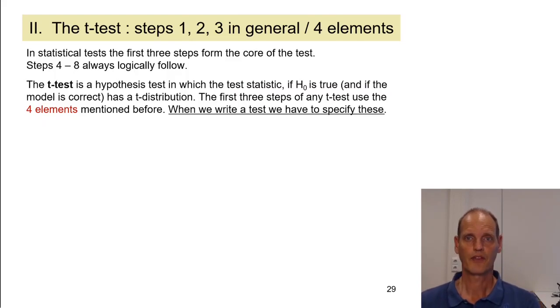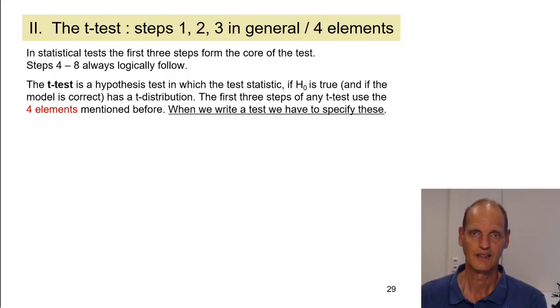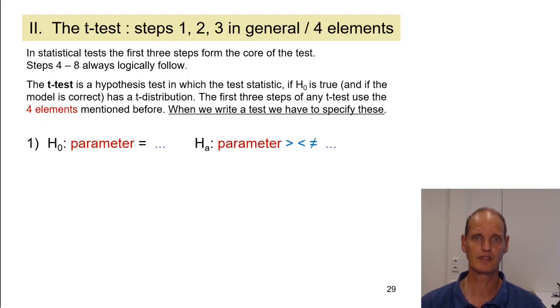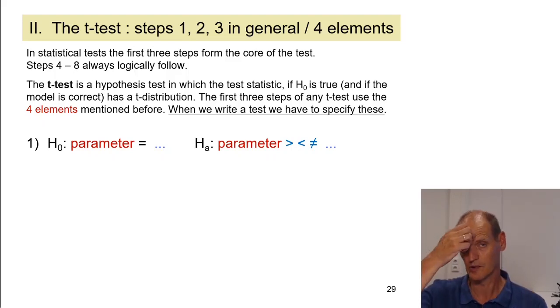The t-test is a hypothesis test in which the test statistic has a t-distribution if the null hypothesis is true. And the first 3 steps of any t-test use the 4 elements mentioned before. When we write a test, we have to specify these. So the first step becomes: null hypothesis, the parameter is equal to some number. And the alternative hypothesis is the parameter is larger than, or smaller than, or is not equal to that specific number.